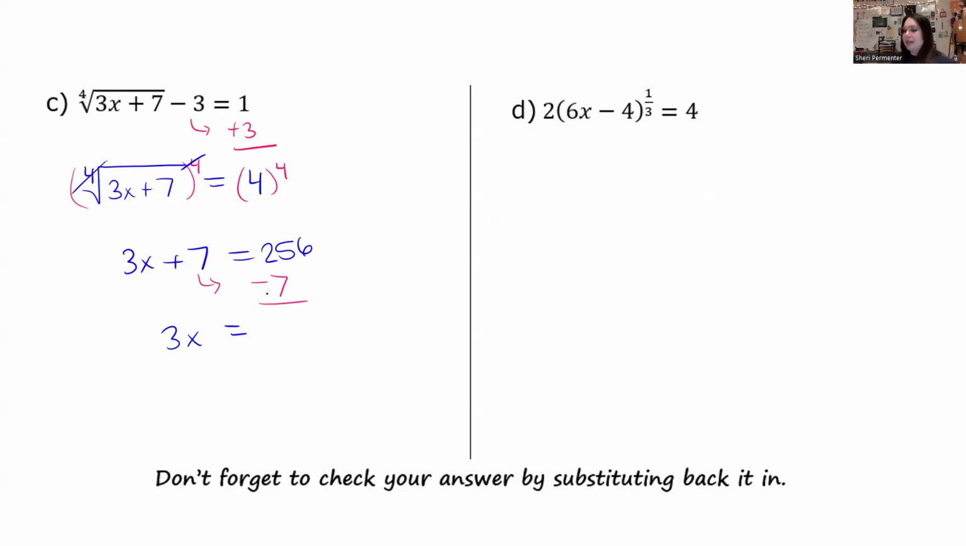256 minus 7 is 249. And then my very last step, I need to divide by 3. You might have to use a calculator. 249 divided by 3.